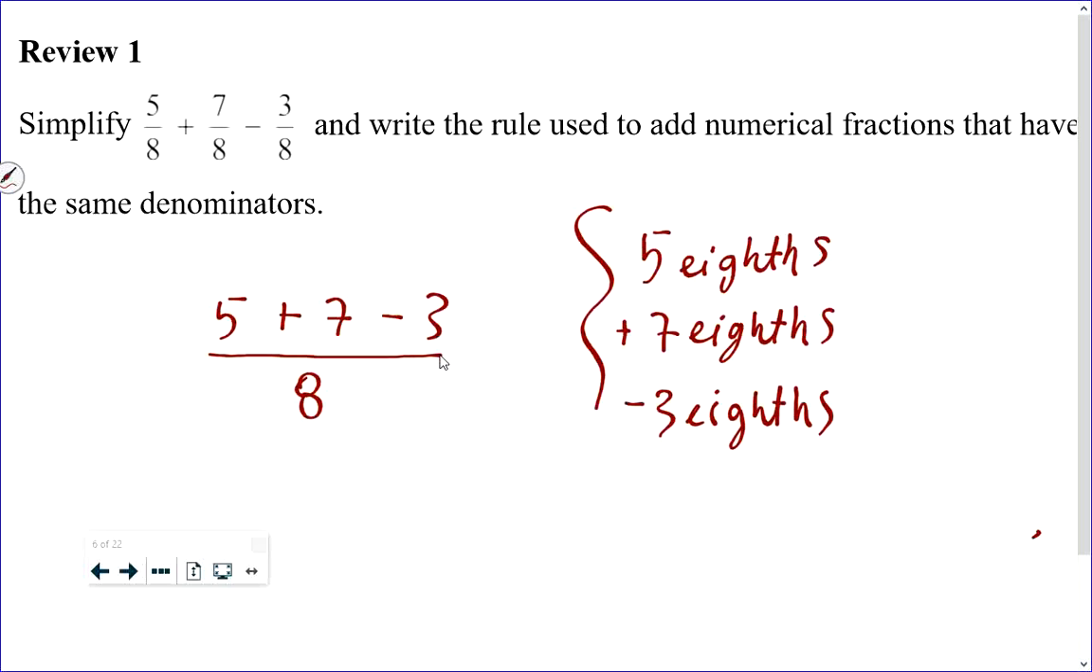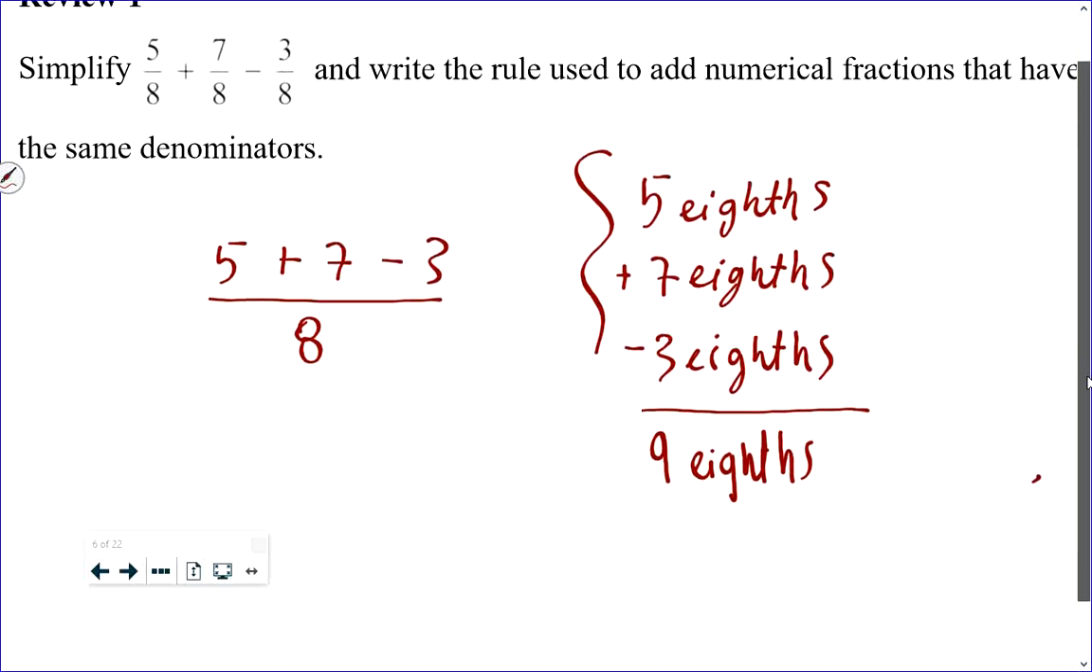I'm adding and subtracting the 5 and the 7 and the 3 because I'm adding similar things. It's no different than 5 puppies plus 7 puppies minus 3 puppies. You're going to end up with what I think is 9 puppies, correct? And that's the thinking here, is when you have a common denominator, then you are adding the same types of things.